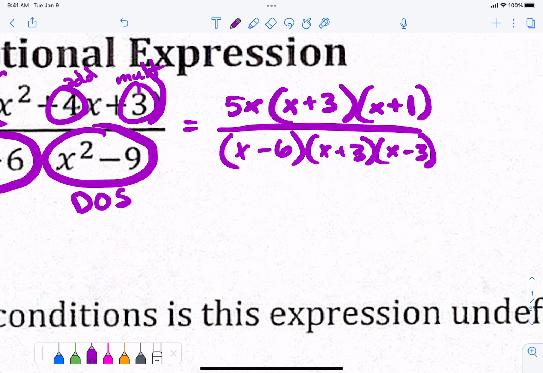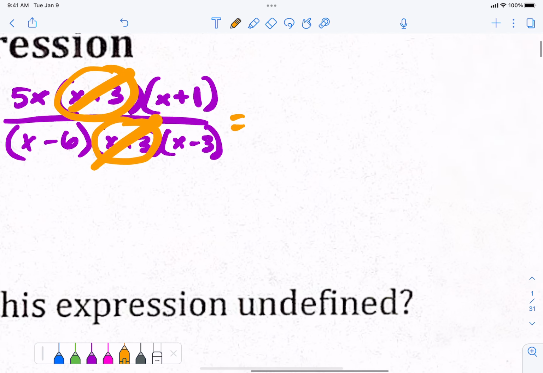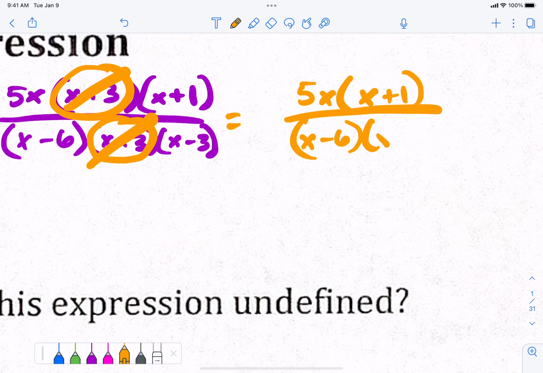Now, we can go through and cancel only if the groups are exactly the same. Like x plus 3, this one right here, cannot cancel with the x minus 3. It has to only cancel with the other x plus 3. So I'm going to cancel those off. Since that whole chunk is the same, I can cancel them off. Anything else? No. So you know what our final answer is? 5x times x plus 1 over x minus 6 times x minus 3.